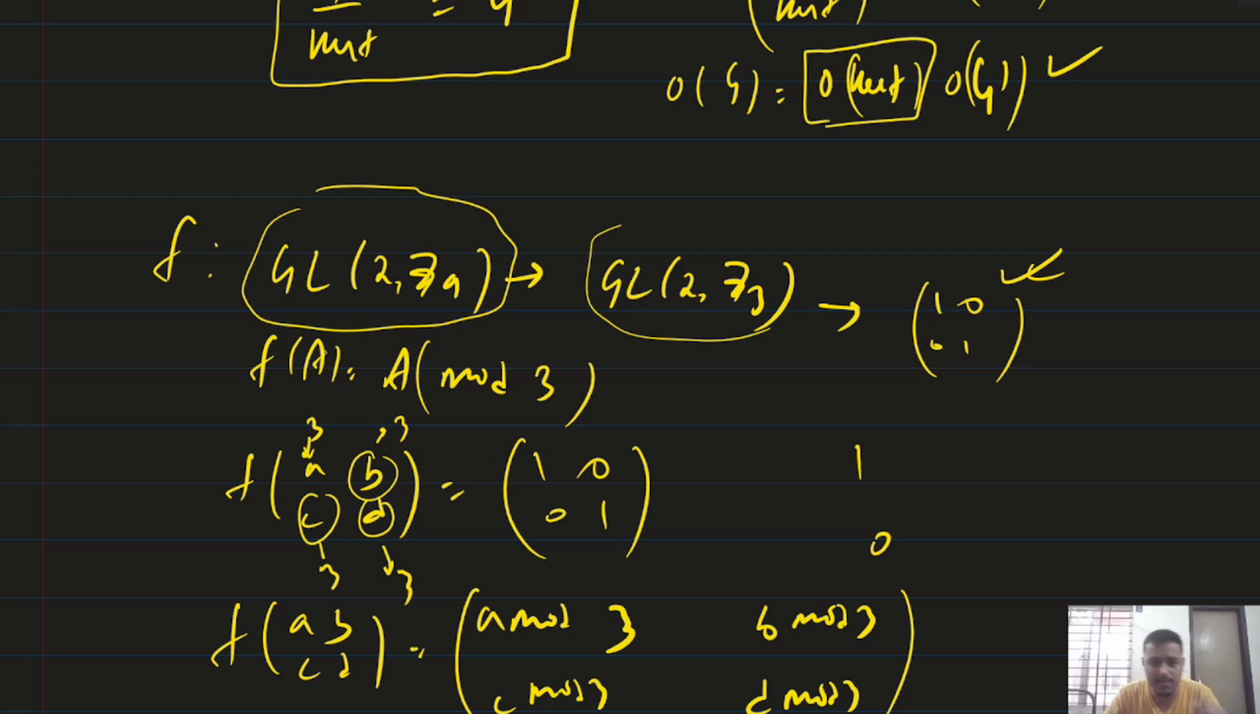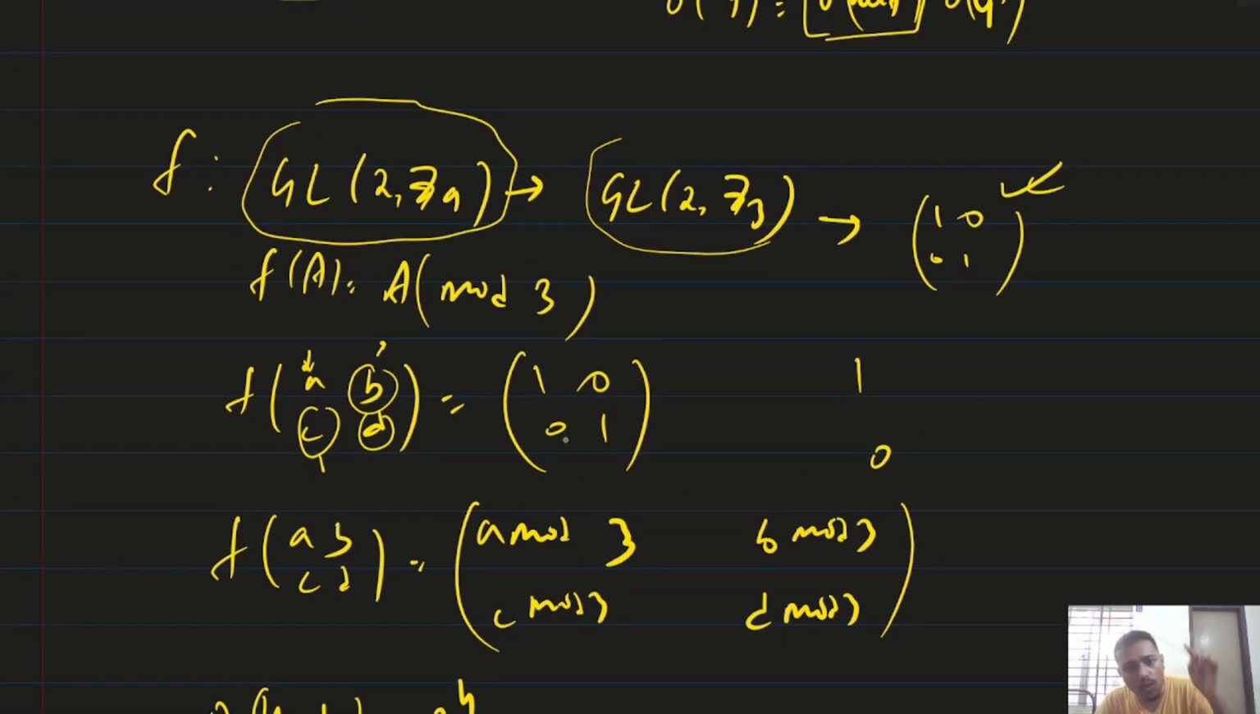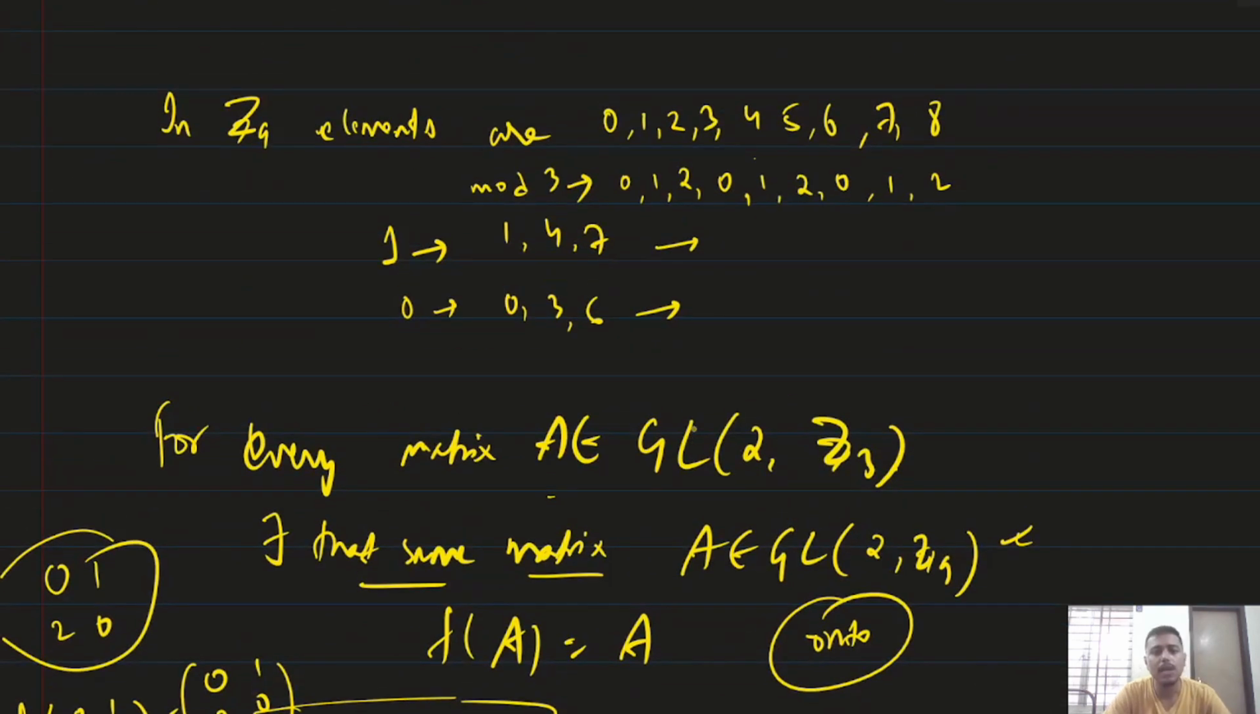So we have to think about what are the matrices in A which are being mapped to the identity matrix. Means if I take any element [a b; c d], after taking mod 3, how can I get [1 0; 0 1]? This we have to think. In Z9, how many elements are there? 0, 1, 2, 3, 4, 5, 6, 7, 8. Now you just take mod 3 of all these elements. After taking mod 3, it will be 0, 1, 2, again 0, 1, 2, 0, 1, 2.